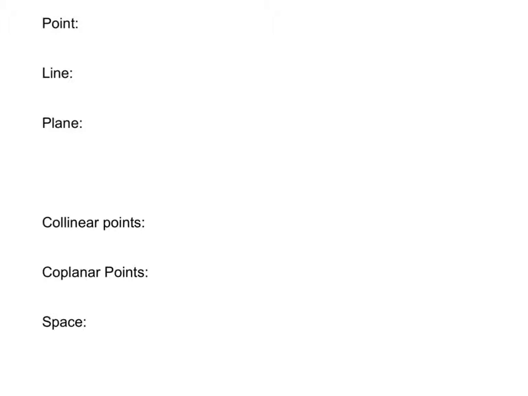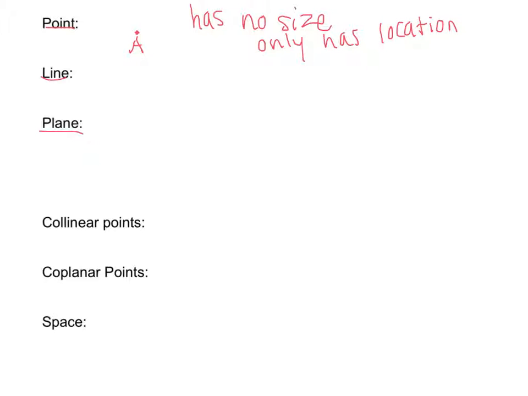Okay, so a point, a line, and a plane are some of the most fundamental building blocks of geometry. A point is represented by a dot and a letter. We can call this one point A, and it has no size. It's infinitely small, and it only has location. And it's named by a capital letter, so this is point A.